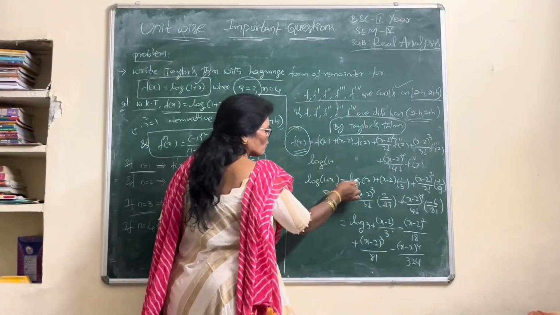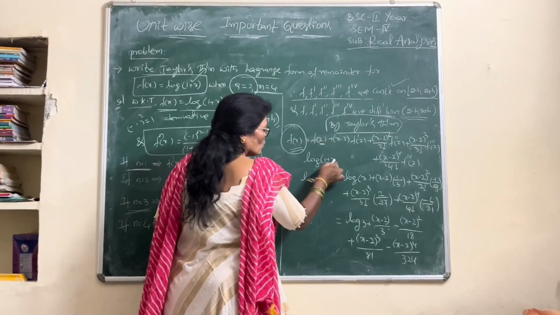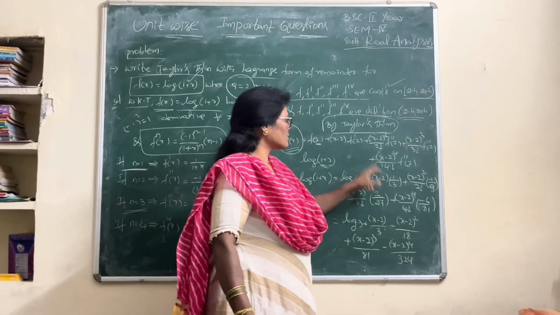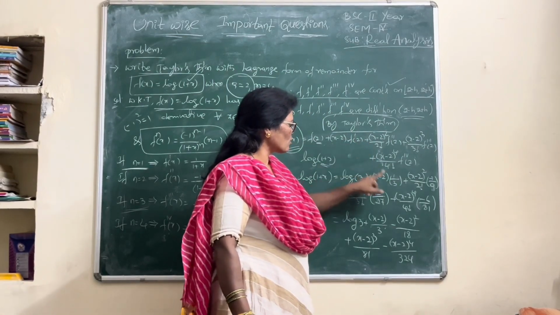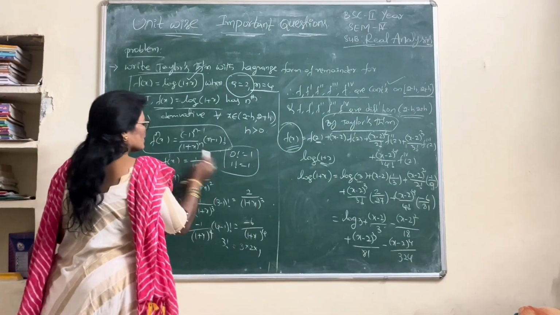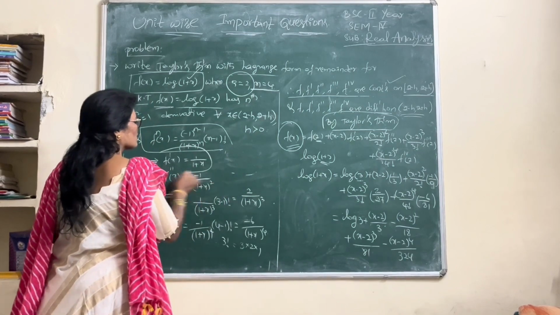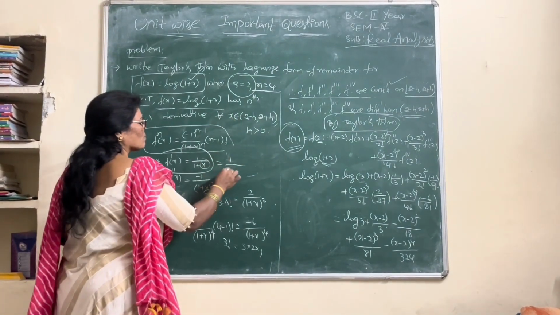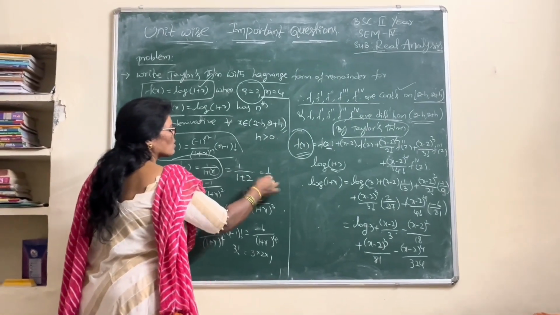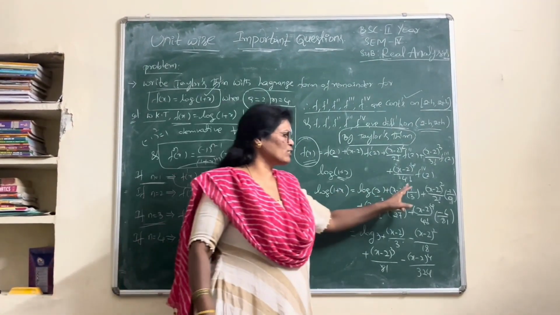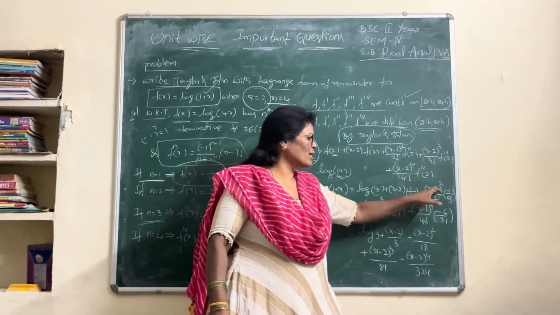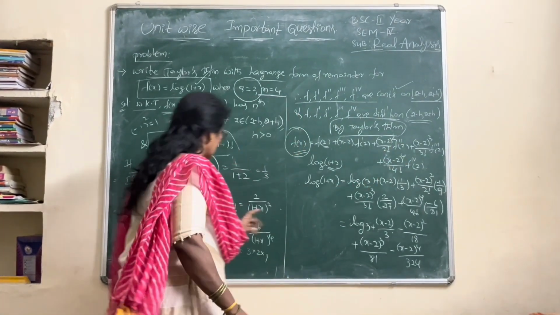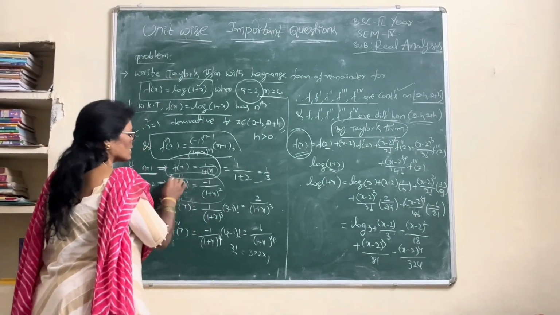Instead of x we are substituting 2. 1 plus 2 is nothing but 3. So log 3 plus (x minus 2) into f dash of 2. Here f dash of 2 is nothing but 1 by (1 plus x), so instead of x we are substituting 2, 1 plus 2, that is 1 by 3. (x minus 2) into 1 by 3 plus (x minus 2) whole square by 2 factorial into f double dash of 2.